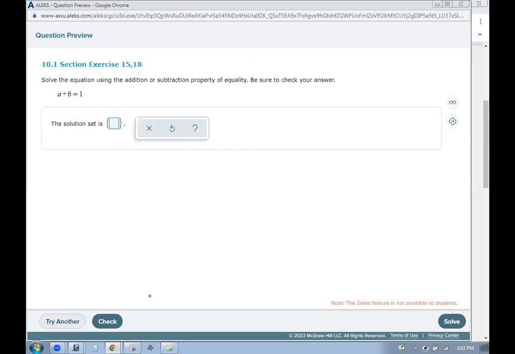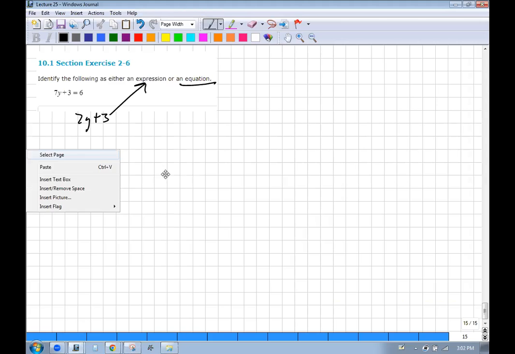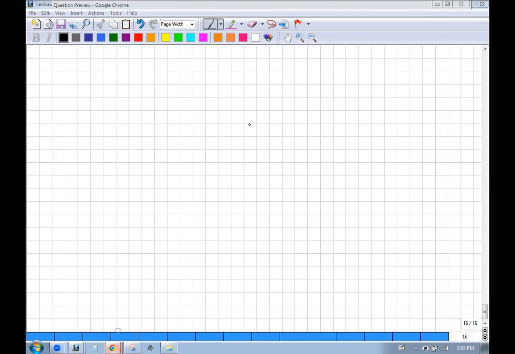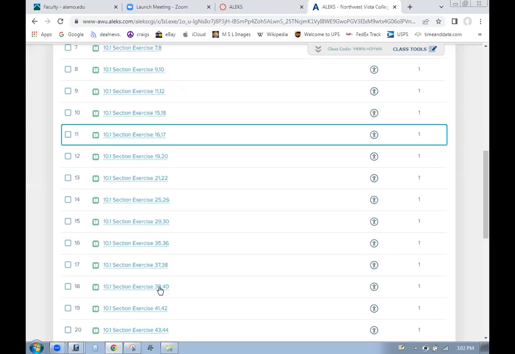Solve the equation. Okay. Well, if we subtract 6 from both sides, we have a equals -5. All right, check your answer. Well, if I replace a with -5 and add 6, I get 1, which is the other side of the equation. These are fairly simple here. Let's go down a little ways, to some that are a little bit more difficult.